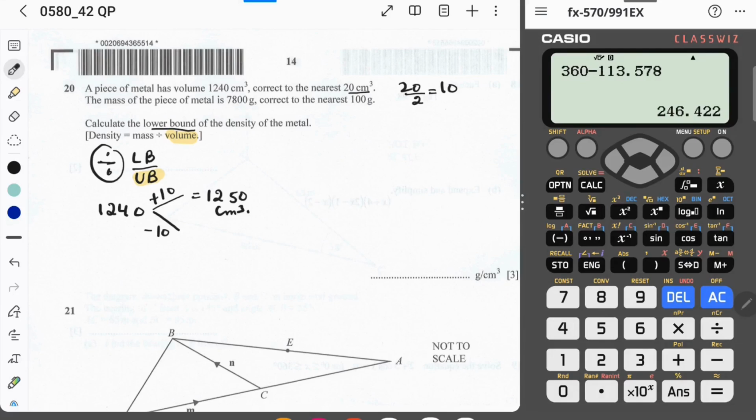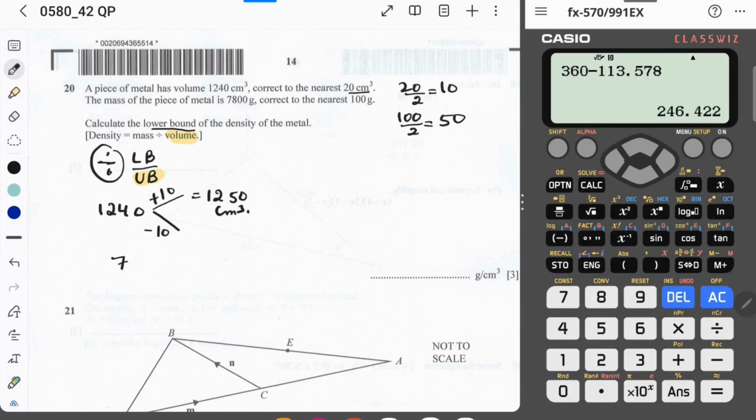7,800 grams corrected to the nearest 100. So 100 divided by 2 will be equal to 50. So we add or subtract 50 to 7,800 to get the upper and lower bound. So this is the upper bound we found for the volume. We find out the lower bound for the mass.